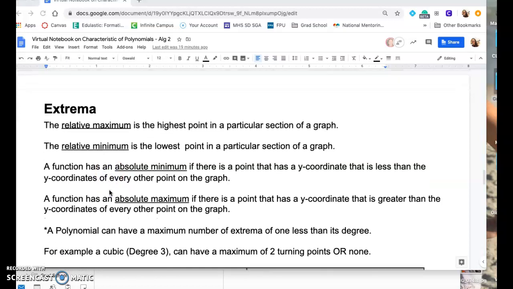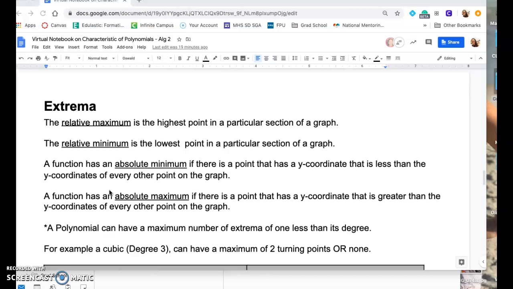Hey guys, making this screencast to summarize what you did in the Desmos activity on extrema. So we have two kinds of extrema, relative and absolute. You have maximums and minimums. Those are what we consider extrema. They're extreme points on the graph.